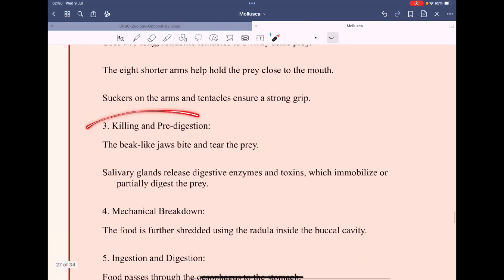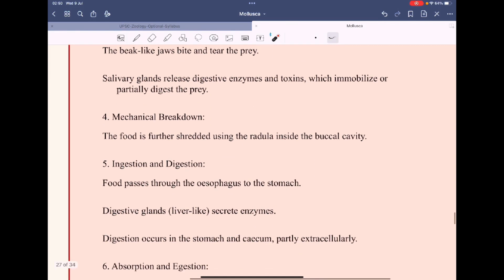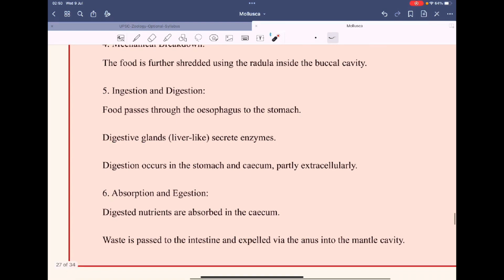The killing and pre-digestion takes place. The beak-like jaws bite and tear the prey, and the salivary glands release the digestive enzymes and toxins which immobilize or partially digest the prey. Then the mechanical breakdown of the food takes place in the radula, using the radula.